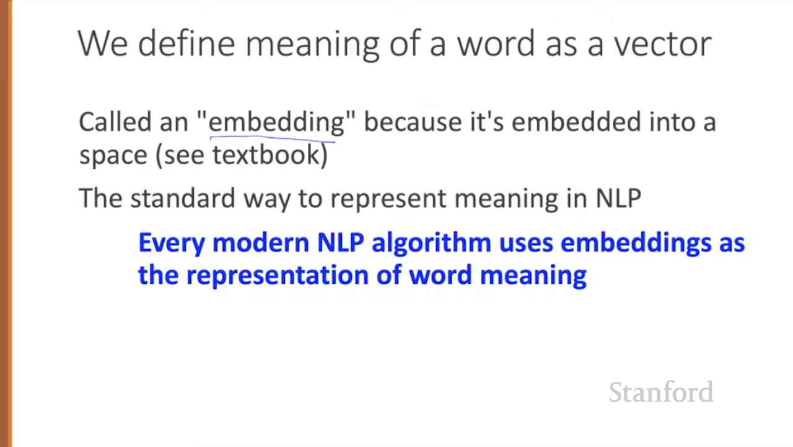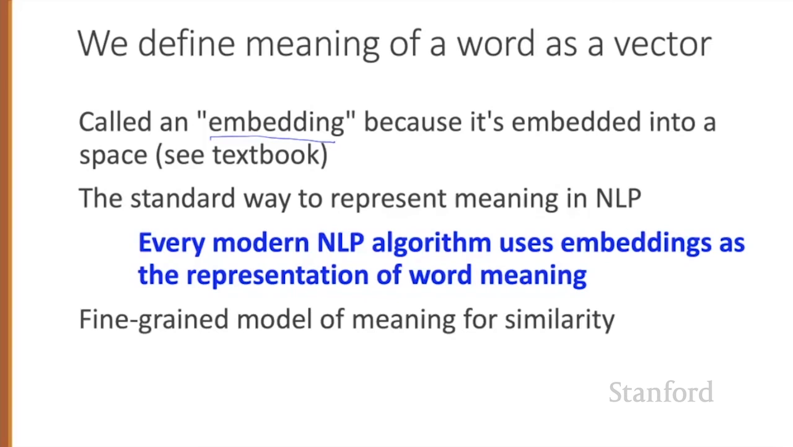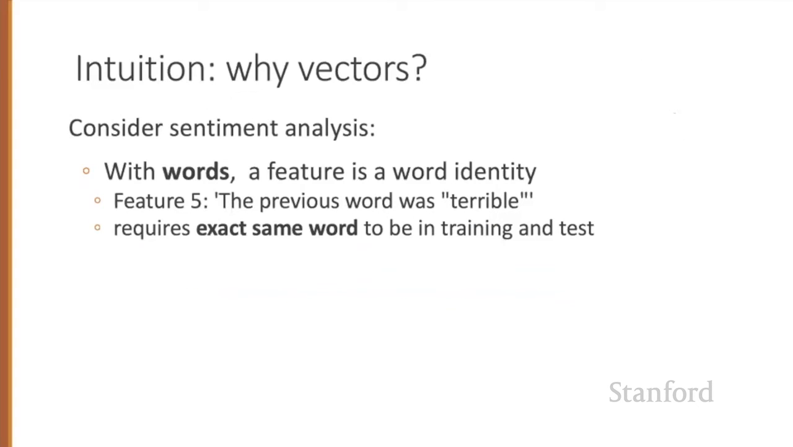And these embeddings are the standard way to represent meaning in NLP. Every modern NLP algorithm uses some kind of embeddings to represent word meaning. And these embeddings allow us to have a fine-grained model of meaning that's especially good for questions involving similarity. Why is it helpful to move from strings of letters or indices to vectors to represent word meaning?